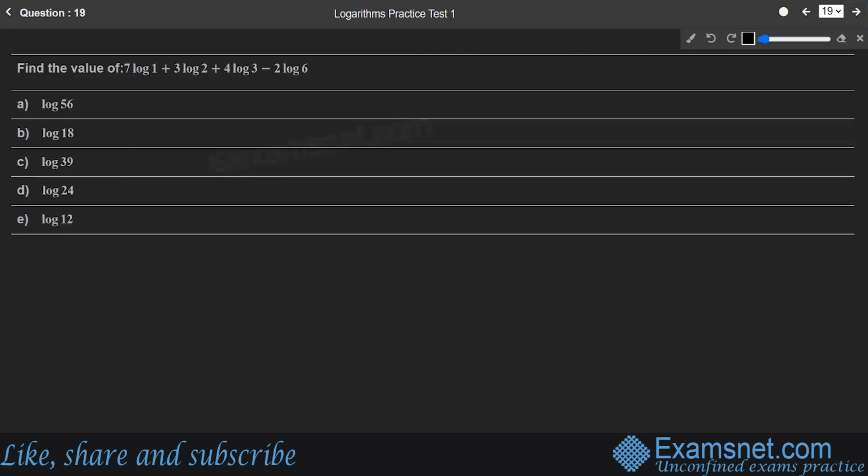Now, find the value of 7 log 1 plus 3 log 2 plus 4 log 3 minus 2 log 6. This is what we are supposed to solve. Let us try to do it. See, the bases of the logs are all the same, so they can be operated together. We have a property: log of m to the power n is equal to n log m.